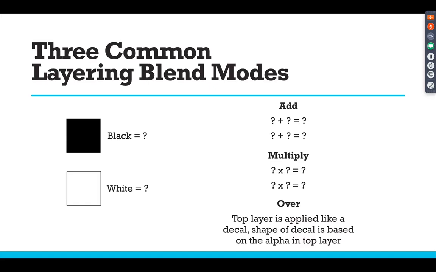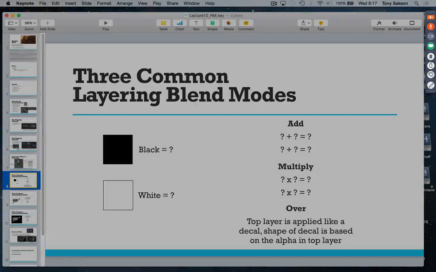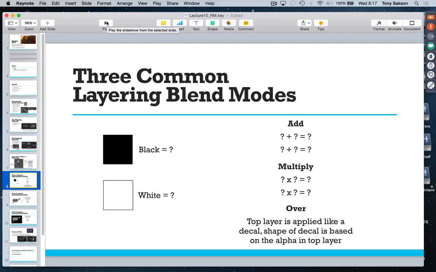First off, to talk about blend modes, we need to define a couple things. One, what is the value of black? And the other, what is the value of white? Black is equal to what number in Maya, in Photoshop? It is 0. White is 1. Good.